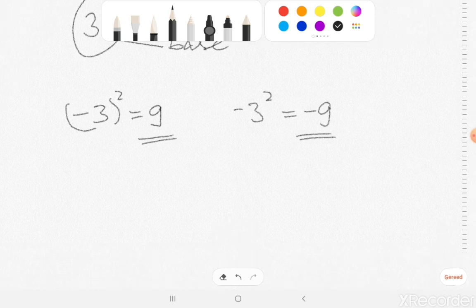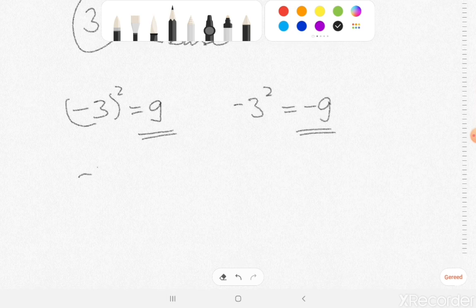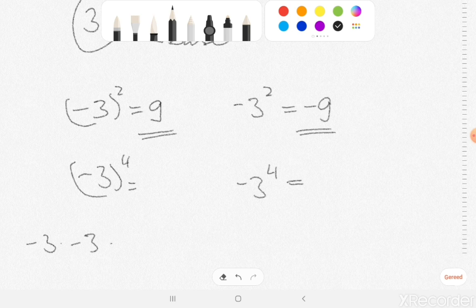We have exactly the same with minus 3 to the power of 4 inside the brackets and minus 3 to the power of 4 without the brackets. Because minus 3 to the power of 4 inside the bracket means minus 3 times minus 3 times minus 3 times minus 3. But we know that if we do minus 3 times minus 3, it is positive. If I multiply it with again minus 3, it's going to be a negative number, and multiply it with again minus 3, then it's positive again. So the answer here is 81.